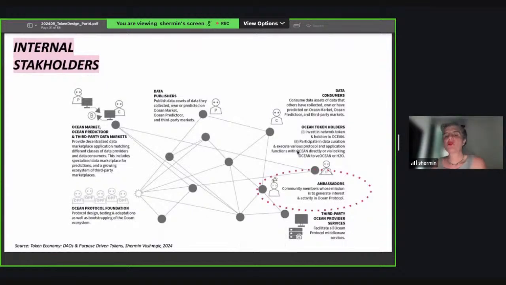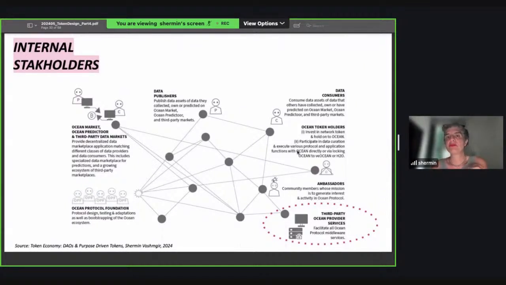Then there is this one stakeholder group that still exists, the Ambassador Program. It's community contributors, members whose mission is to generate interest and activity in the Ocean Protocol and or inform other people about how it works. And then there is a stakeholder group around third-party ocean provider services.